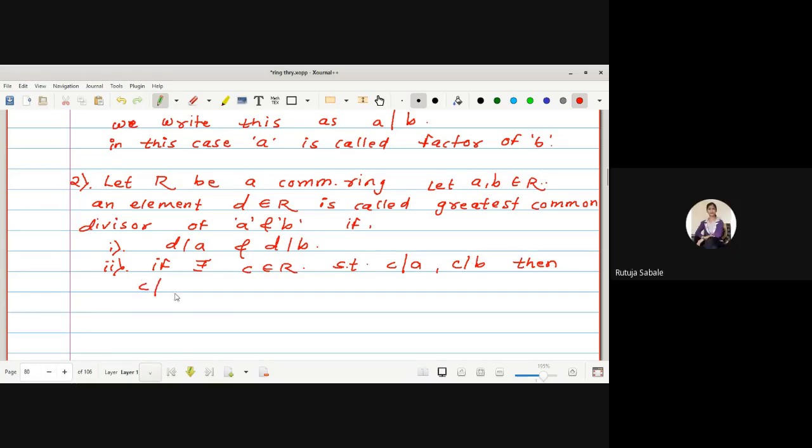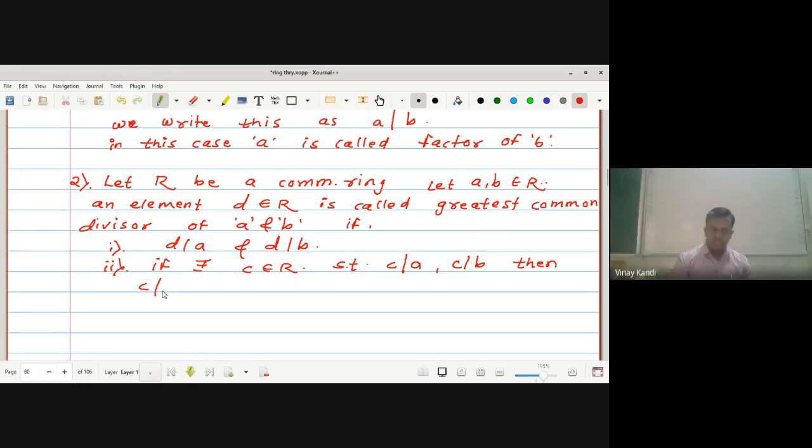That C must divide D. And we denote this D by D is equal to GCD of A and B. Any doubt? No, sir. The definition of GCD is number 3, but you must have seen the same here.